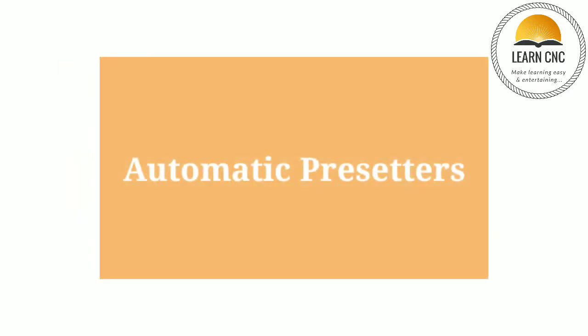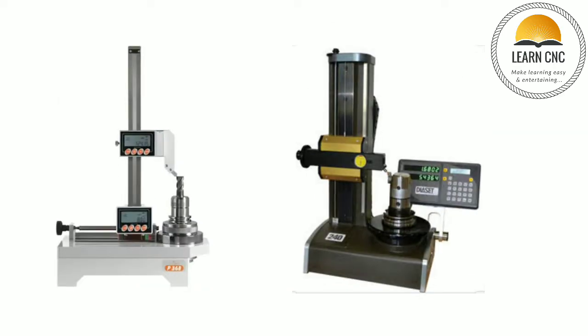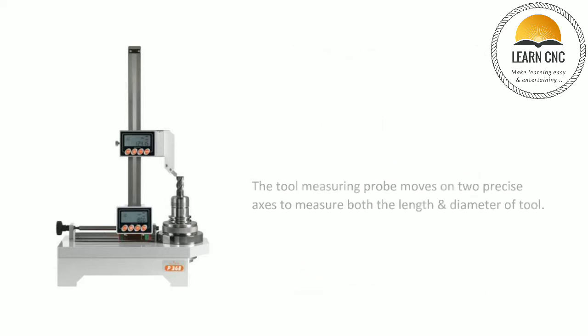Now, automatic tool presetters. A device that can measure length as well as diameter of a spindle tooling is shown in the figure. The tool measuring probe moves on two precise axes to measure both the length and the diameter of a spindle tooling unit. The display is shown digitally so that there is no error in the measurement.